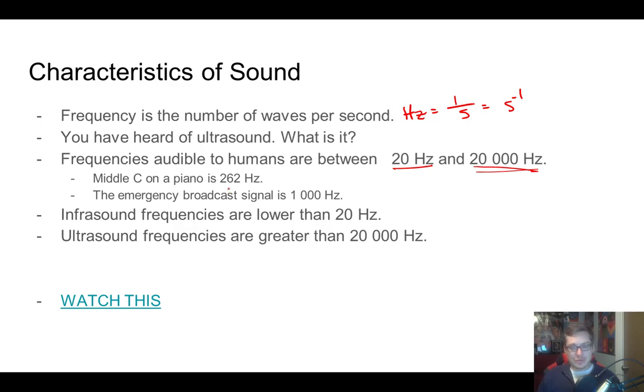If you're playing in an orchestra or a band and you're tuning, that concert A is at 440. So if you've ever heard the term A440, that's the frequency of that note. The emergency broadcast signal is at 1,000 hertz, nice and pleasant. Infrasound frequencies are any frequencies lower than 20 hertz. The infra means below, so it's below sound frequencies, and then ultrasound frequencies are greater than 20,000 hertz. All right.